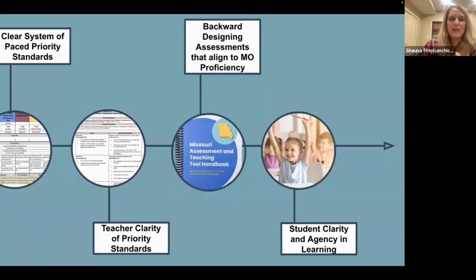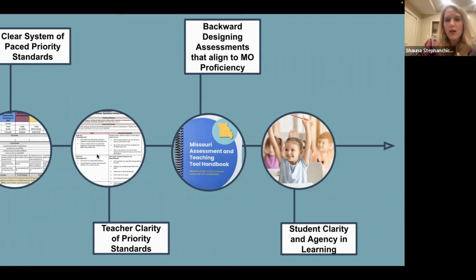So wow, this looks great. I gave her an ugly timeline and asked her to make it pretty, and here it is. So to review what we've done in the past is we have to have a clear system of pacing those priority standards, right? When we talk about competency-based learning, these priority standards are going to be turning into our competencies. So these are the big rocks that we need to make sure teachers are competent on.